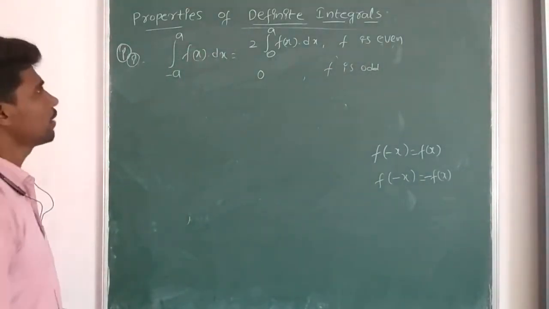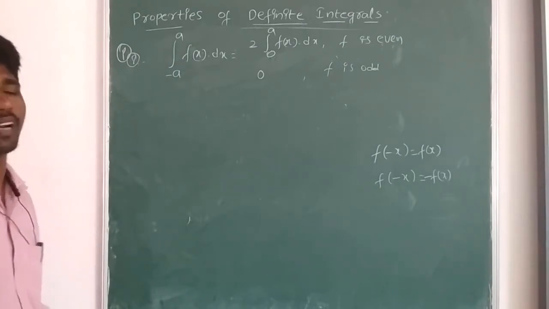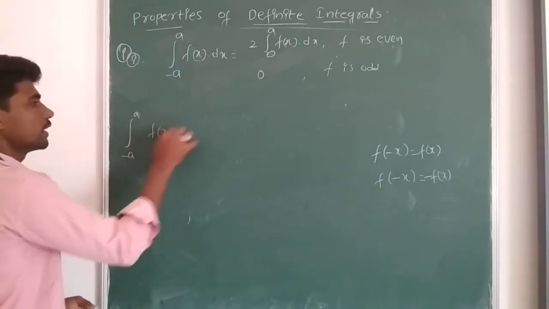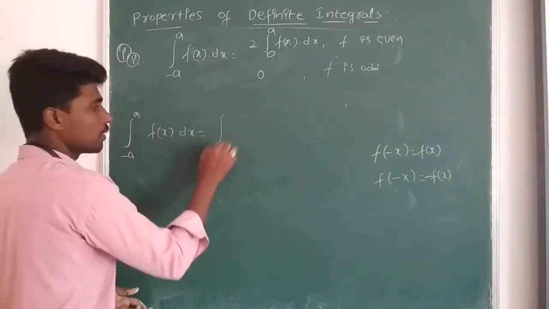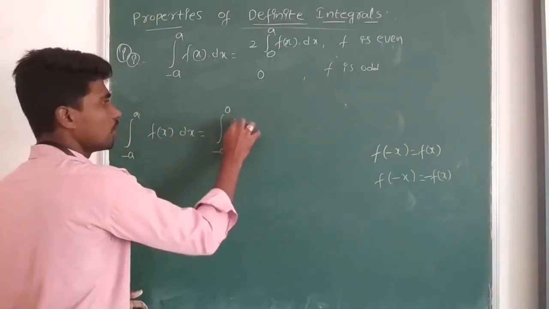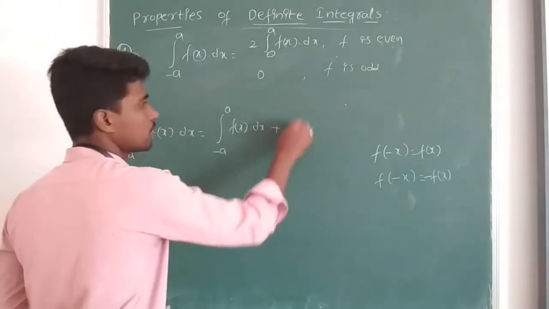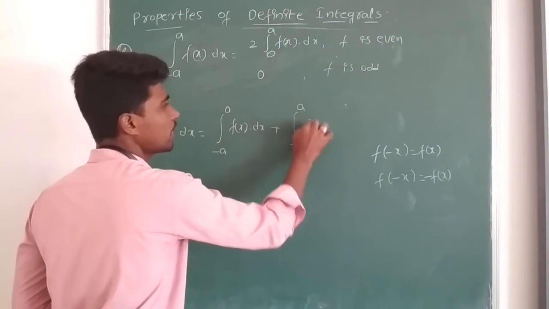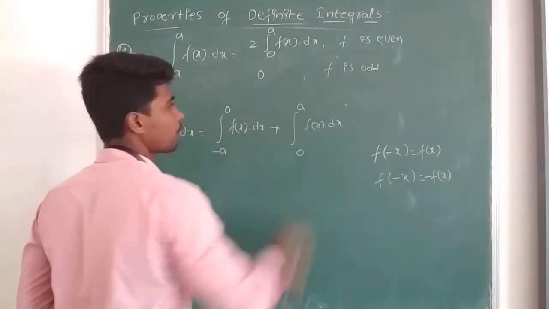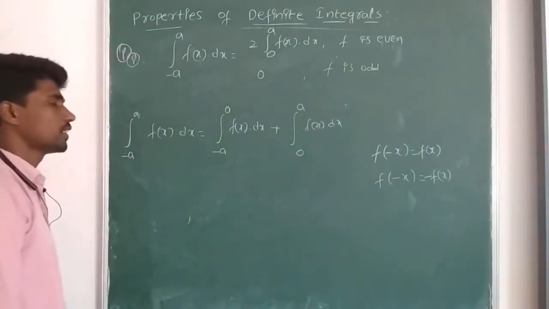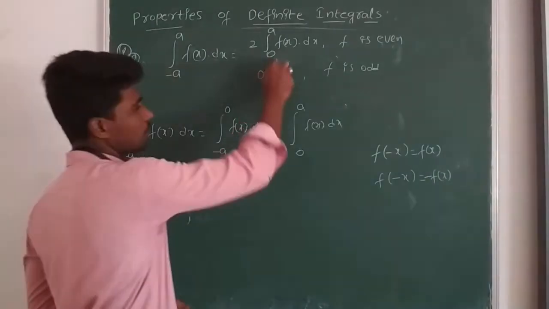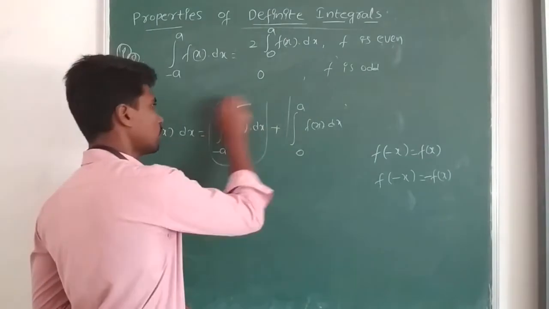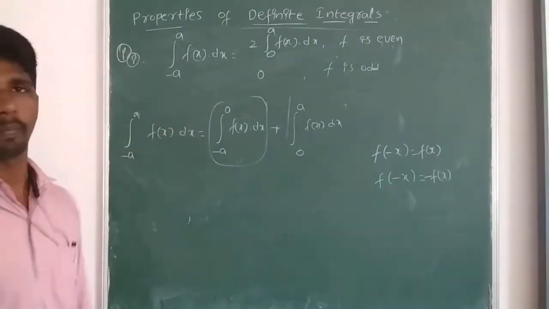So the integral from minus a to a of f of x dx, with the help of property number 3, what can I write? It can be written as the integral from minus a to 0 of f of x dx plus the integral from 0 to a of f of x dx. So our answer is in terms of 0 to a f of x dx, though then we don't need to simplify this. I want to convert this into the other form.